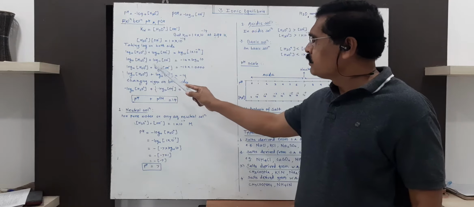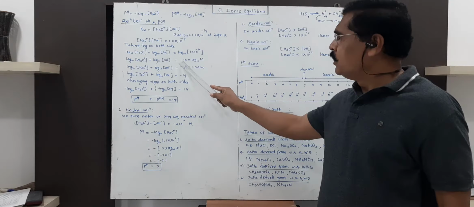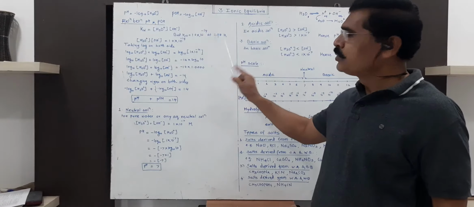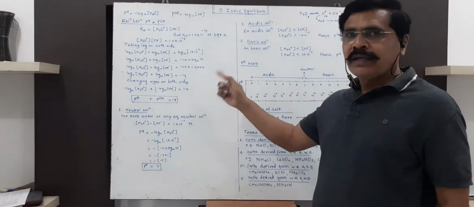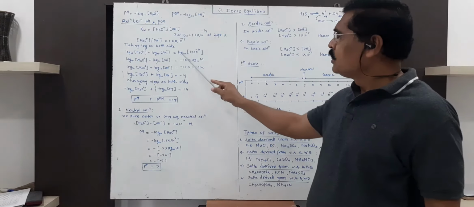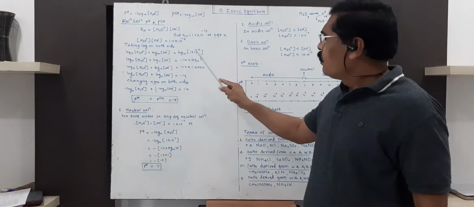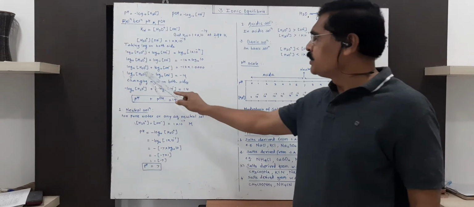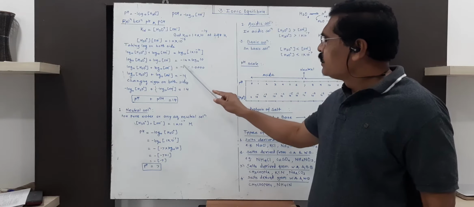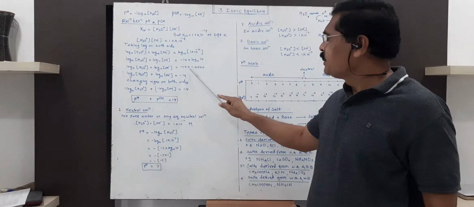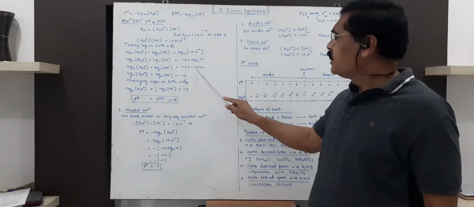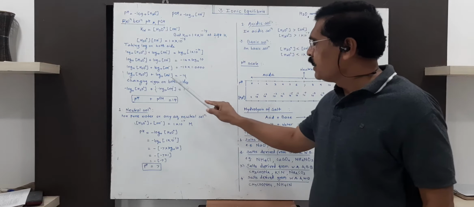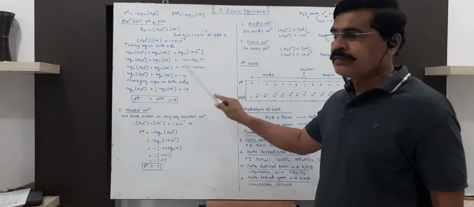Again, log of H3O plus plus log of OH minus is equal to log of 1 plus log of 10 raised to minus 14. Log of 1, characteristic 0, mantissa 0, so log of 1 is always 0. Log of 10 raised to minus 14, we have written here as minus 14 into log of 10. Log of 10 is 1. Then log of H3O plus plus log of OH minus is equal to minus 14 into this one, that is minus 14.